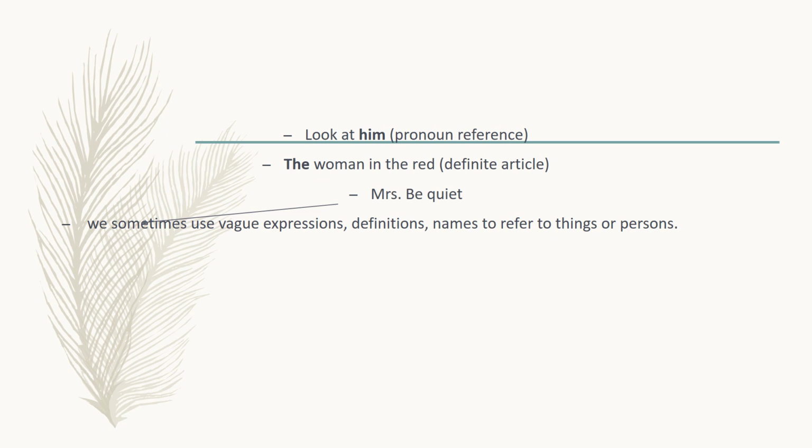If I have a teacher and she always says be quiet, I can't recall her name, I can call her what? Mrs. Be Quiet. Similarly, I can say bring that blue thing, and you don't know what the blue thing is. So Mrs. Be Quiet is the use of vague or ambiguous expressions, like the blue thing. Names, Mr. Kawasaki, the example is in your book, are used to refer to things or persons.